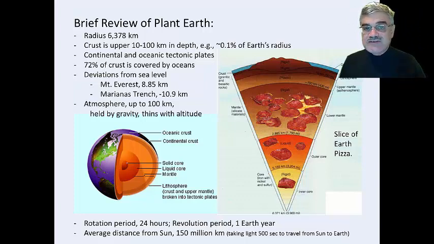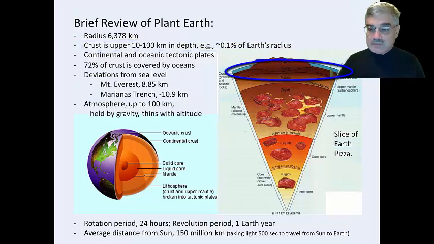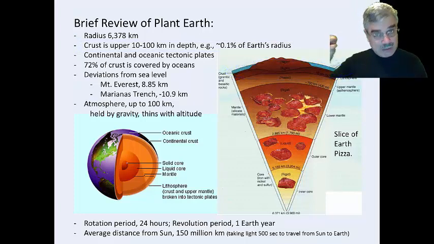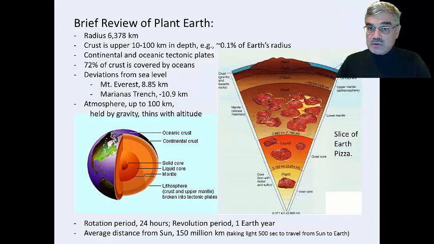The Earth's crust is about 10 to 100 kilometers in depth. If you look at the right, you see an analogy of a slice of pizza, with the crust of the Earth being analogous to the crust of the pizza. So it's a very thin crust pizza, our planet Earth, about 10 to 100 kilometers, and that's only 0.1% of the radius of the Earth. The crust is more like the skin on an apple, a very thin skin which we walk upon and carry out our daily lives.